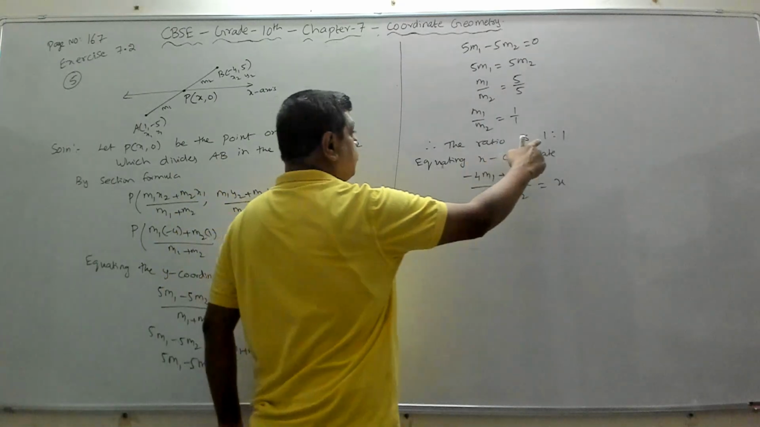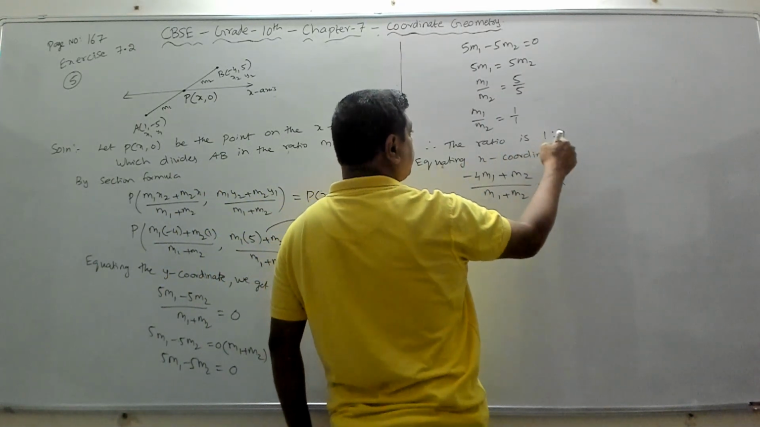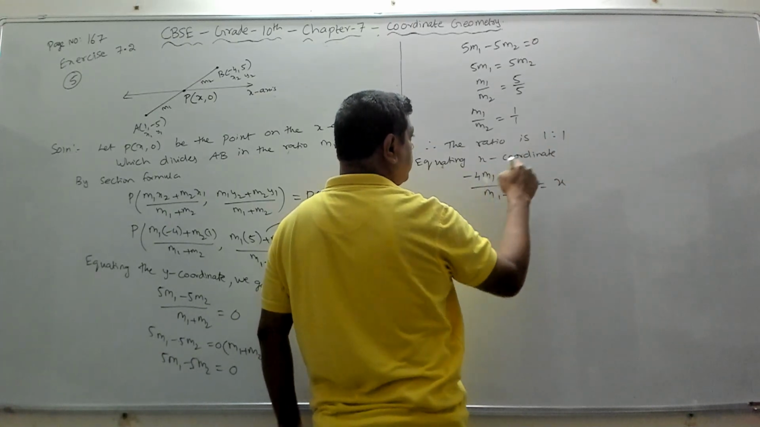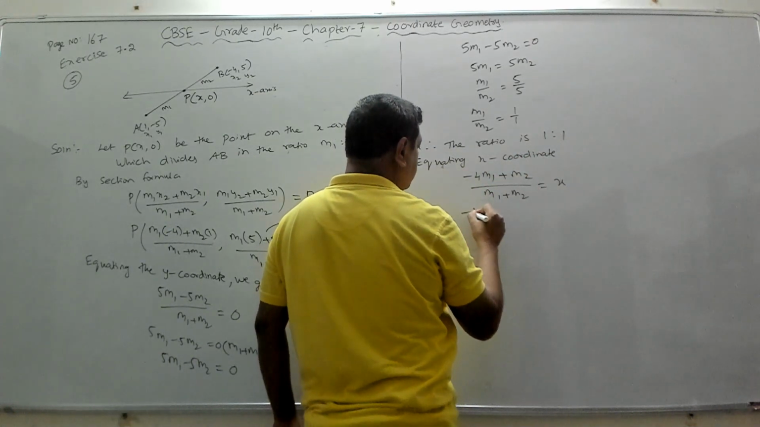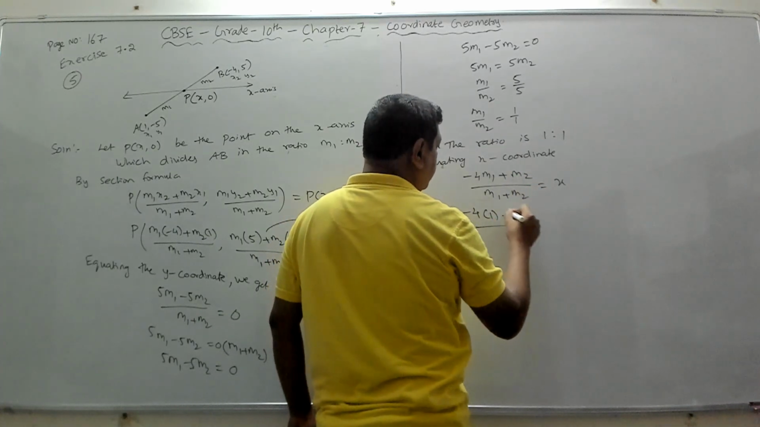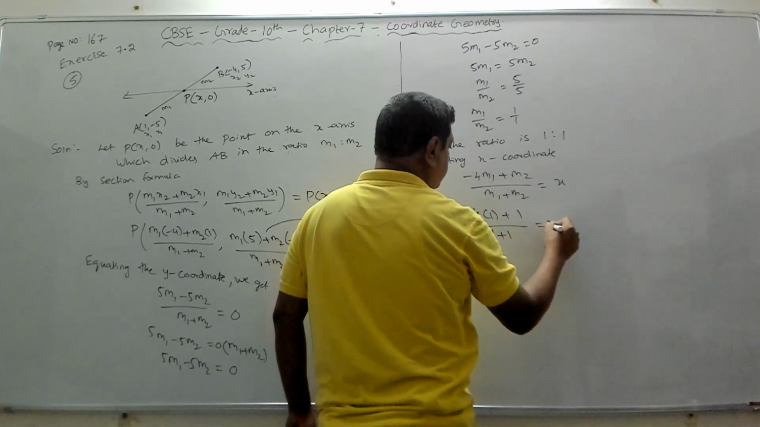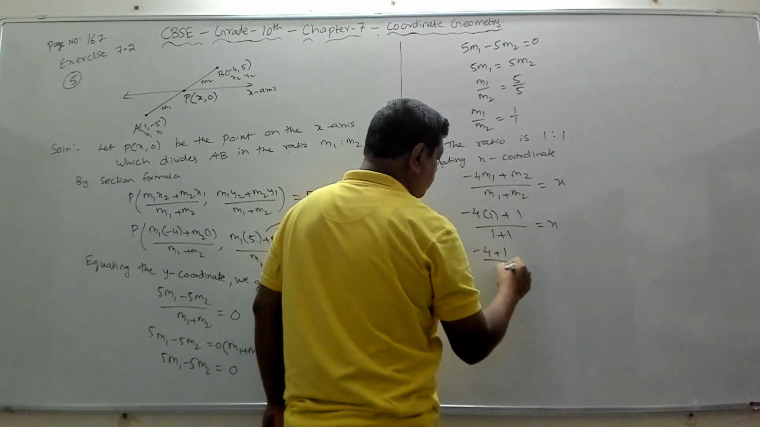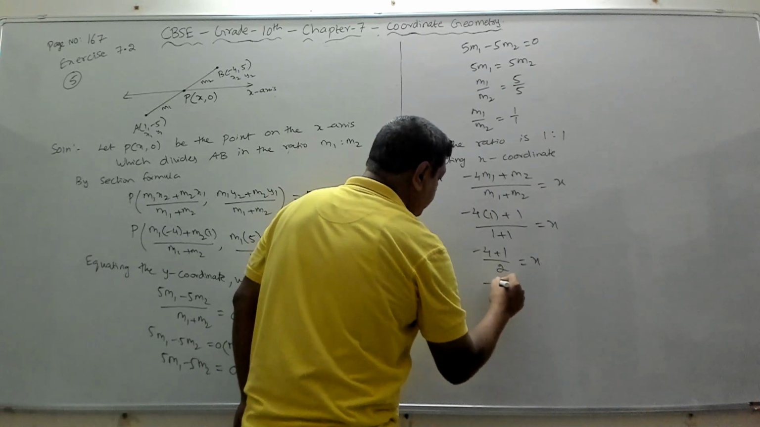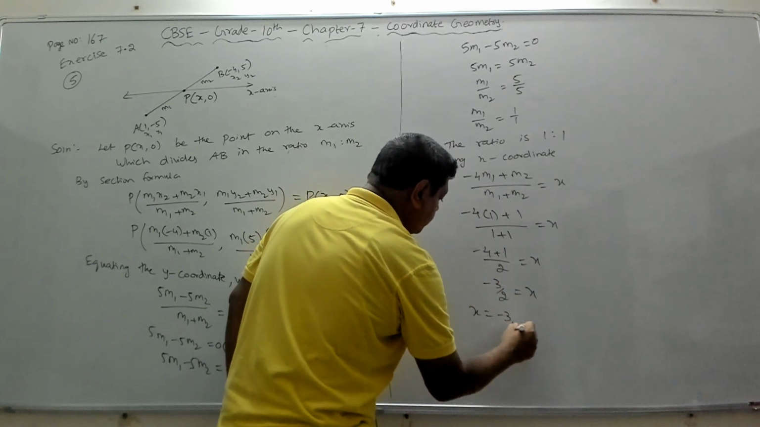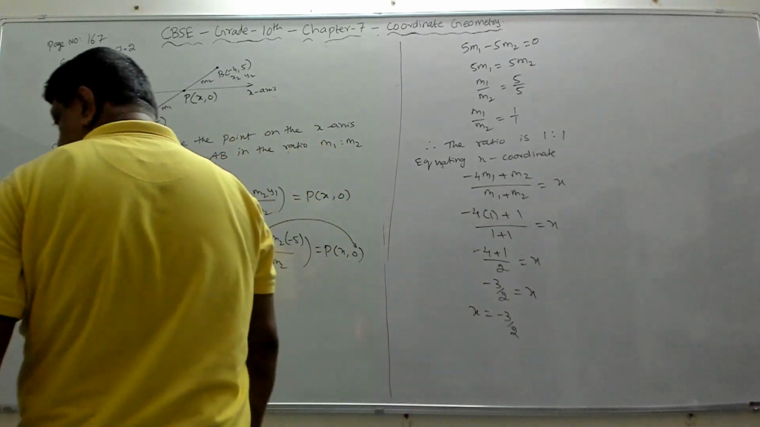Now let's substitute m1 and m2 as 1 and 1. We found m1, m2. m1 to m2 is 1:1. So substitute m1 as 1, m2 as 1. So you get minus 4 into 1 plus 1 by 1 plus 1. That is your x. So this is minus 4 plus 1 by 2 equal to x. So minus 3 by 2 equal to x. So your x is minus 3 by 2.